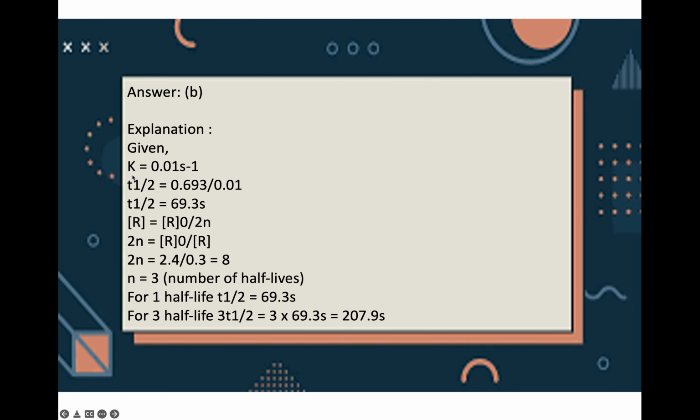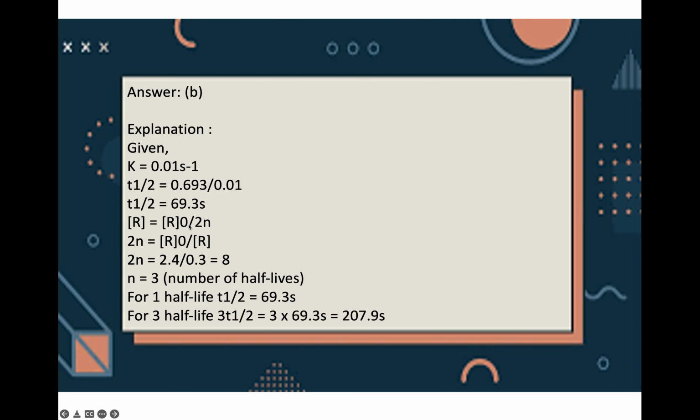The K value is already given in the question, and you have to remember one formula here. That is t half is equal to 0.693 divided by K. So t half is equal to 0.693 by K, which is 0.01. So you will get it as 69.3 seconds.